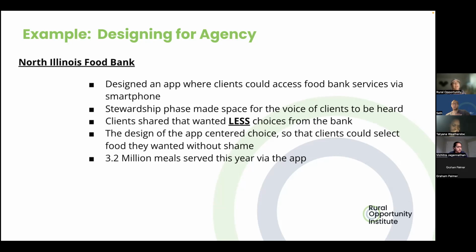And so they designed the app centered around choice. So clients could select the food that they wanted from the food bank without that shame there. So it's a little bit more anonymous, a little bit more secure. And so through this initiative, they've been able to serve 3.2 million meals this year through that app. So again, this is just one small example that they elevated of designing for agency, so folks could then have the power to do the things for themselves related to the food bank. So I just thought that was a really cool example.